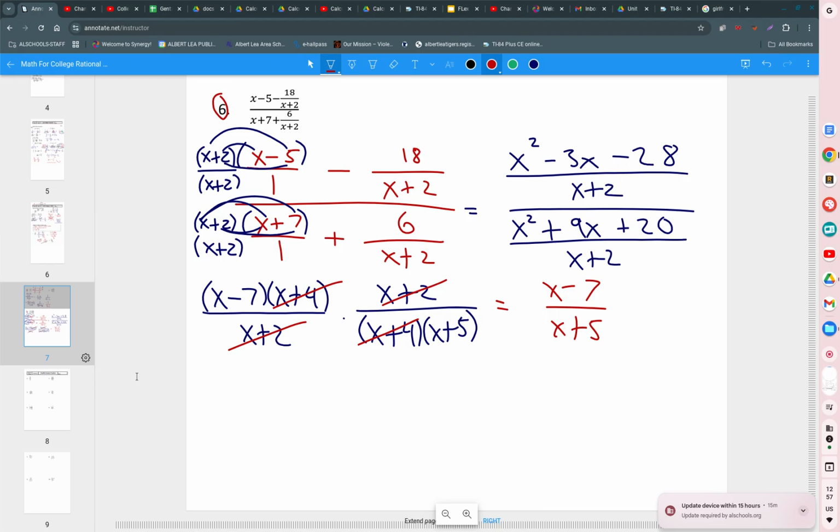Can I cancel out the x's too? No. If it's 7x over 5x, then you can, because the written is multiplication. But if the written is addition and subtraction, you can't just cancel out the x's. Okay, and so that's the result.